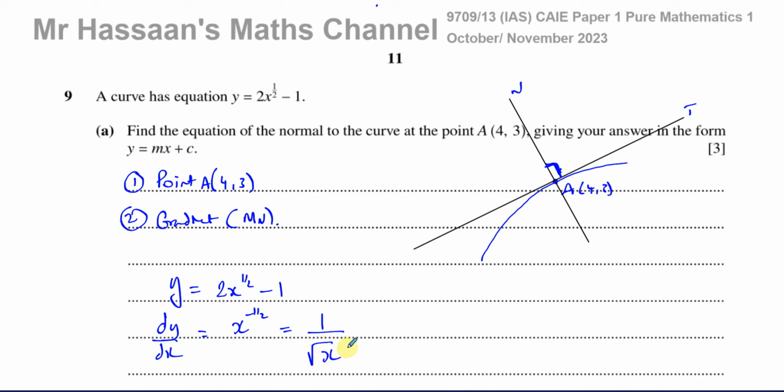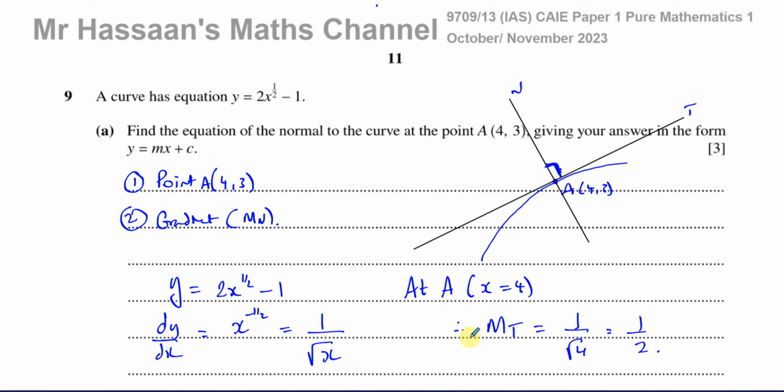We know that at the point A, x is equal to 4. Therefore, the gradient of the tangent at A is going to be 1 over the square root of 4, which is 1 over 2.